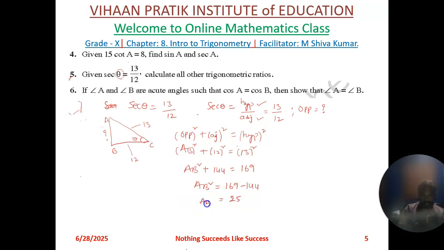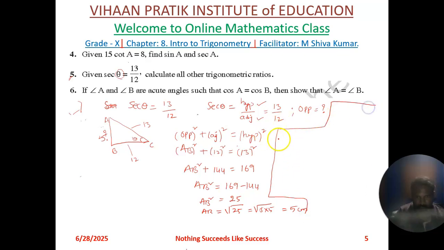AB square is 25, and AB is square root of 25, which is equals to square root of 5 into 5, which is equals to 5 centimeters. Therefore the opposite side is 5 centimeters. Now we can easily find out other trigonometric ratios. I leave this as homework or workout for students.